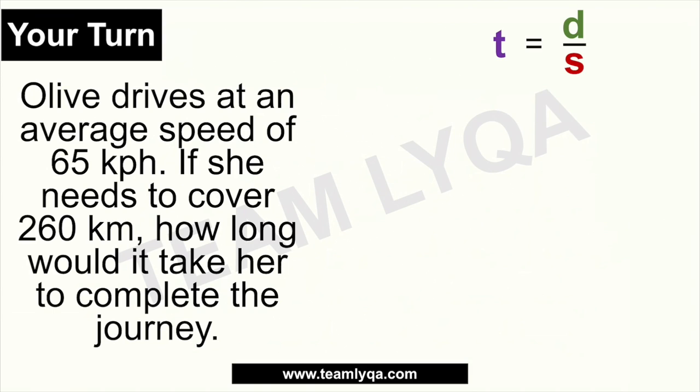All right, let's see how you did. So sabi si Olive Dow drives at an average speed of 65 kilometers per hour. If she needs to cover 260 kilometers, how long would it take her to complete the journey? So again, same thing lang as before. Time is equal to distance over speed. Ang distance natin this time is 260 kilometers.